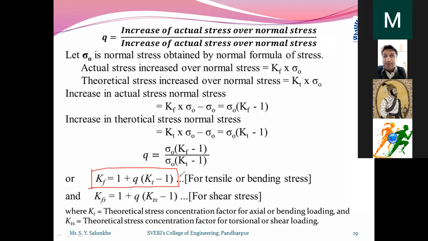Now again, it is to be known that the stress concentration factor which we calculate in terms of tensile or bending stresses is different from the stress concentration which we consider for shear as well as torsional stresses. That's why for tensile or bending, stress concentration factor is calculated and known as Kf, and for shear and torsional, stress concentration factor is calculated, and in that case theoretical stress concentration factor for shear is considered. Got it?